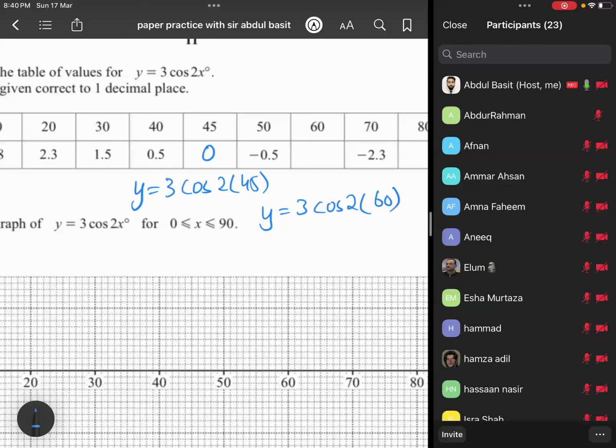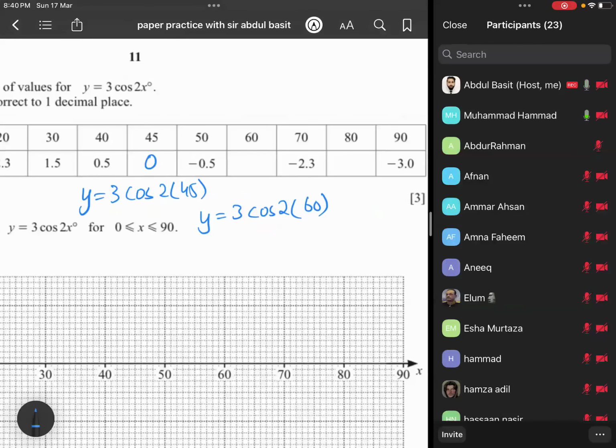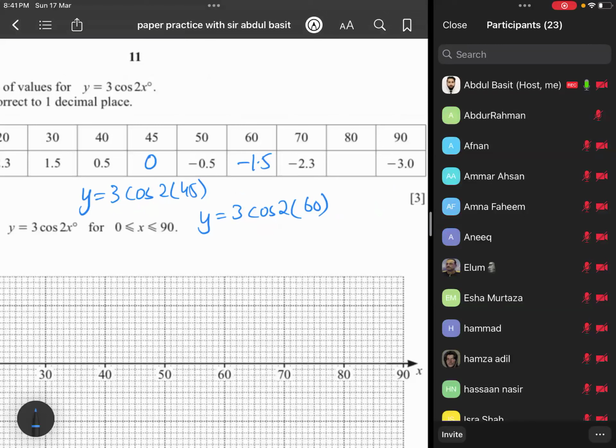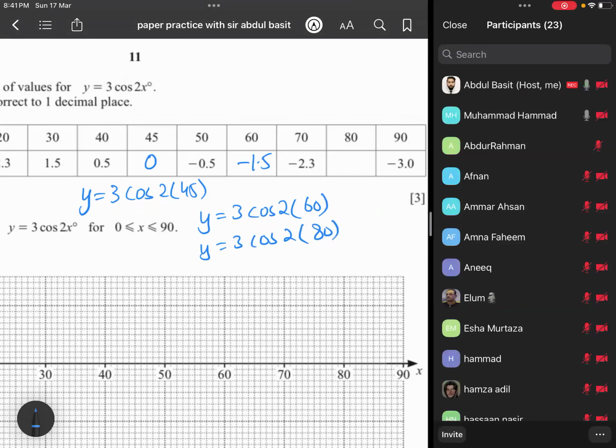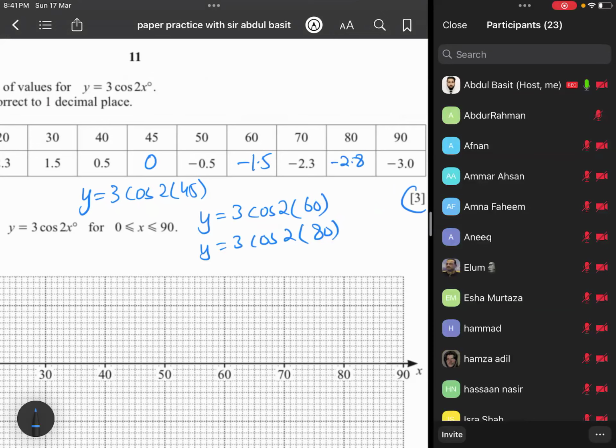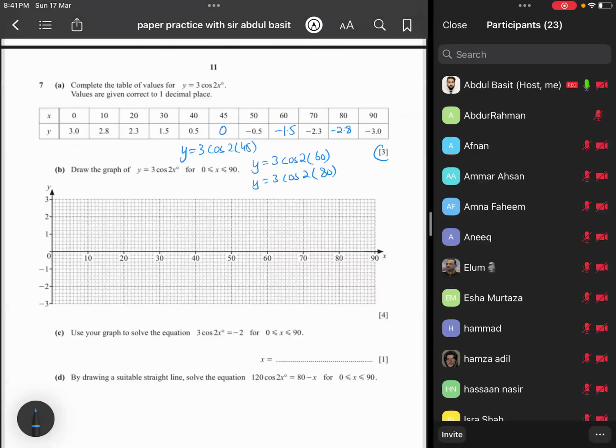ये कितना आ रहा है? Minus 1.5. Okay, now तीसरा चेक कर लें. Y is equals to 3 cos 2 times 80. Minus 2.8. 3 marks. Okay, now plot the values 0 and 3.